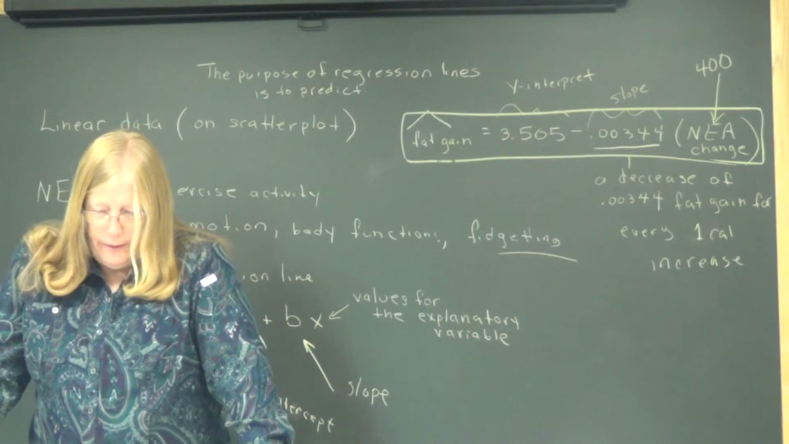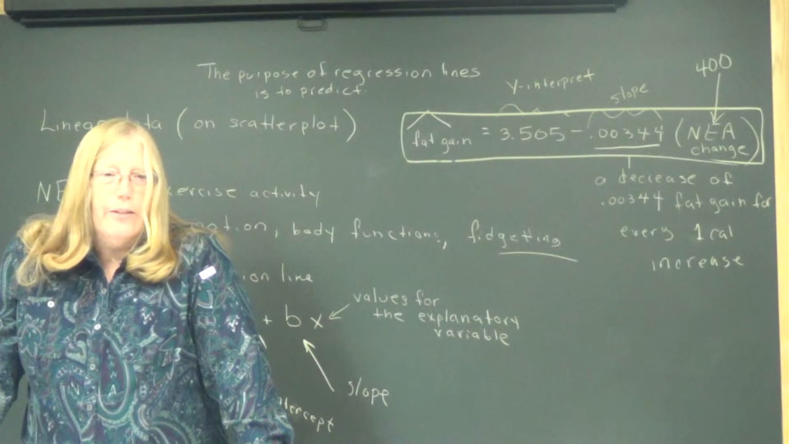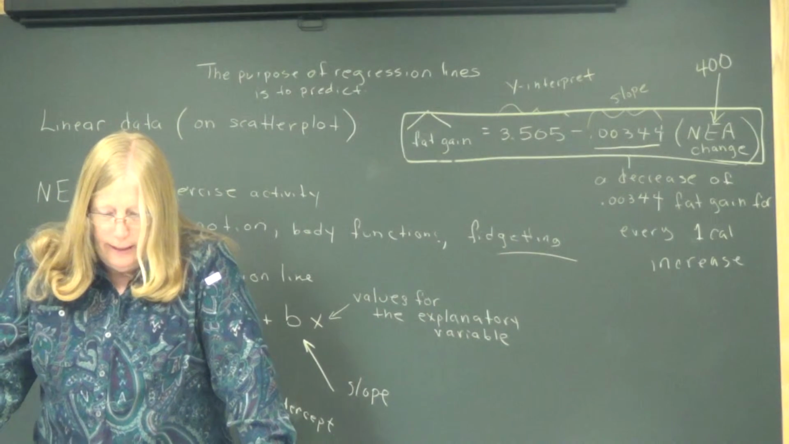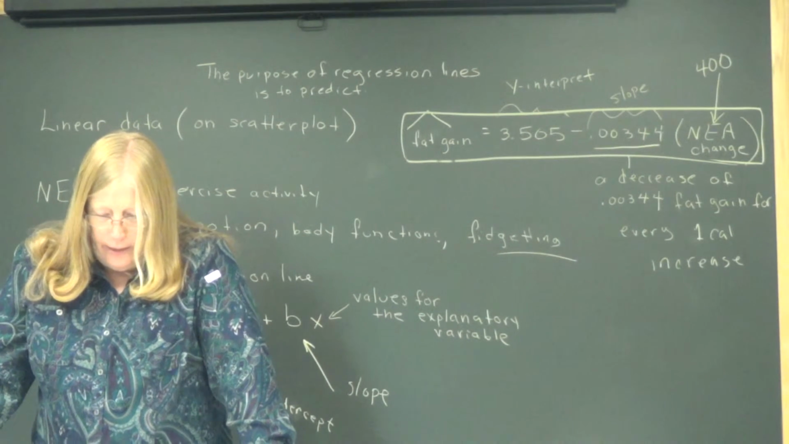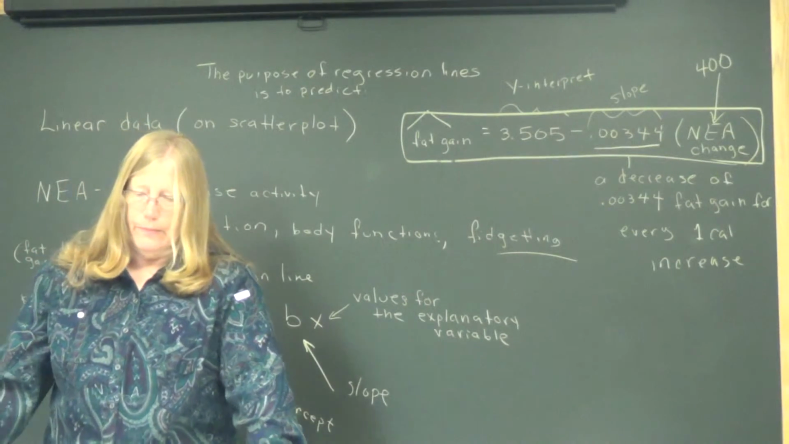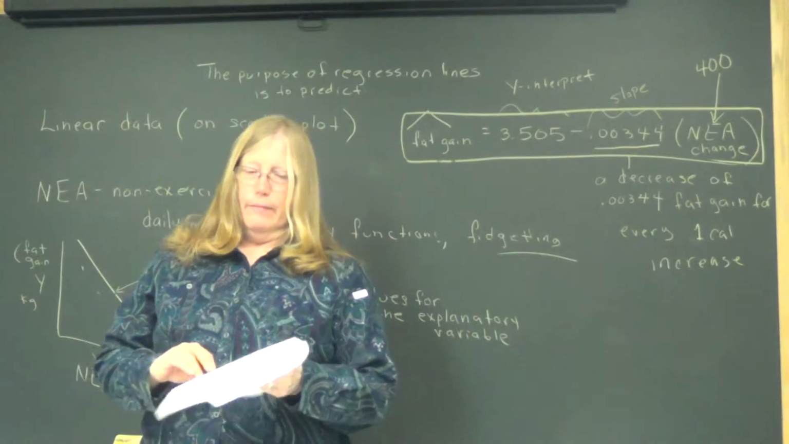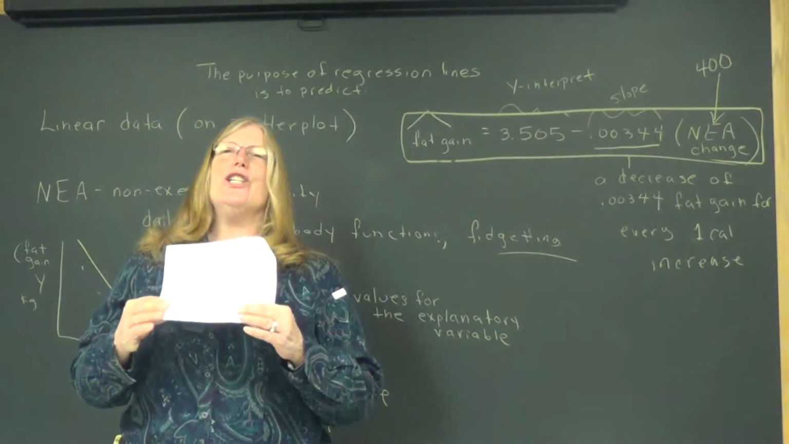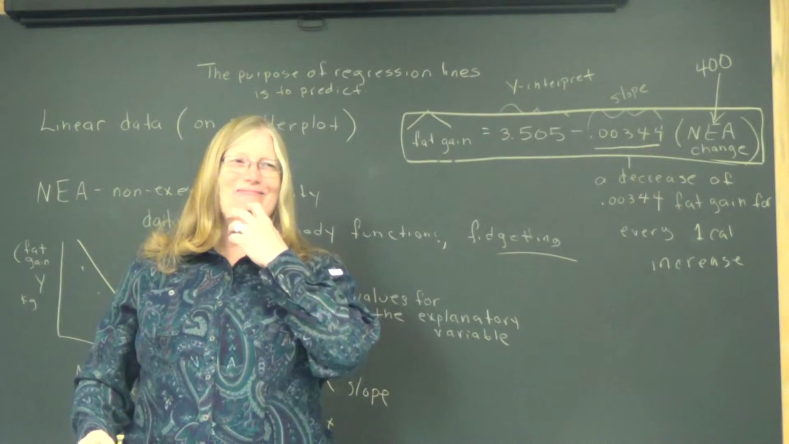Find the slope, write out what it means, find the Y-intercept, write out what it means. Predict the weight at 16 weeks and predict the weight at 2 years. How many weeks are in a year? 52.